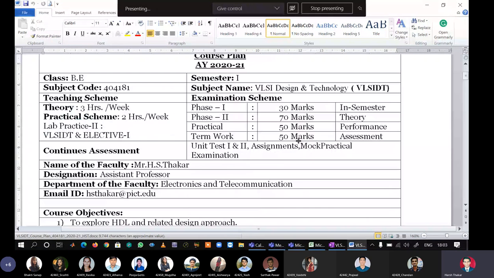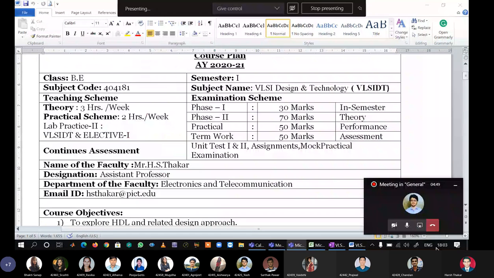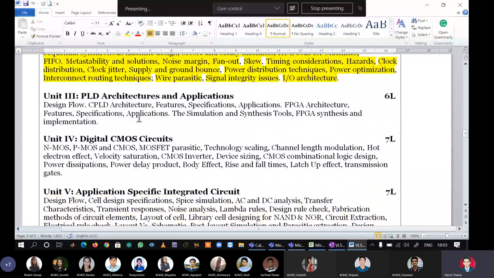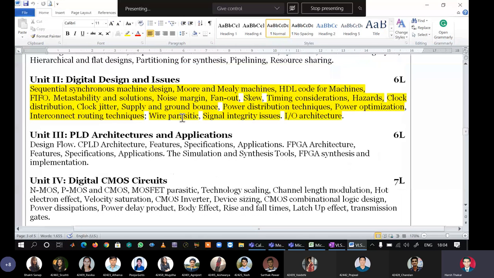So this is our syllabus. In our syllabus, unit number 3 is PLD architectures and applications. If we see the topics, then they are design flow, CPLD architecture, features, specifications, applications.